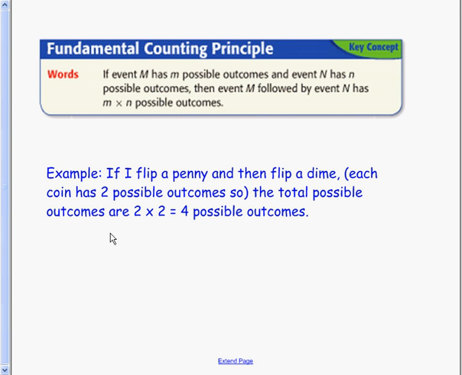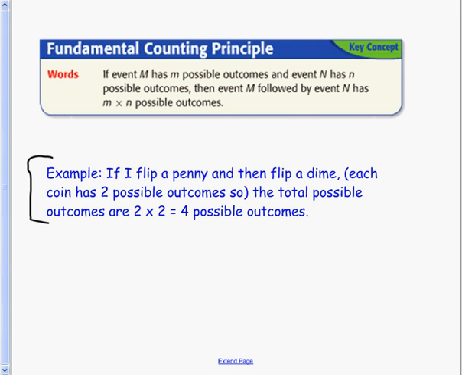Today we're going over lesson 9.3, which is titled as that key concept right on the top. It's the fundamental counting principle. The fundamental counting principle states, word for word, if event M has m possible outcomes, and event capital N has lowercase n possible outcomes, then event M followed by event N has m times n possible outcomes. Meaning, let me put this into a little more layman's terms for my example.